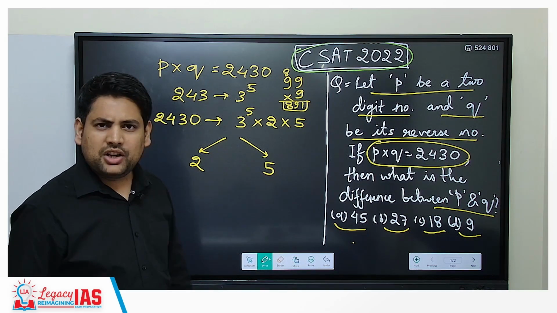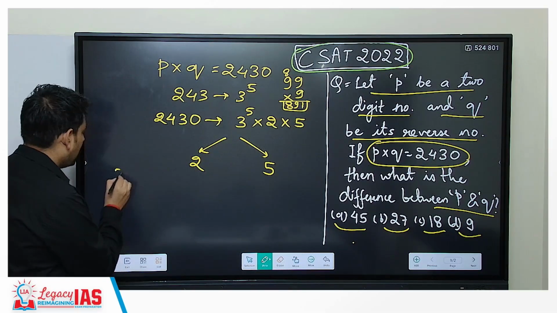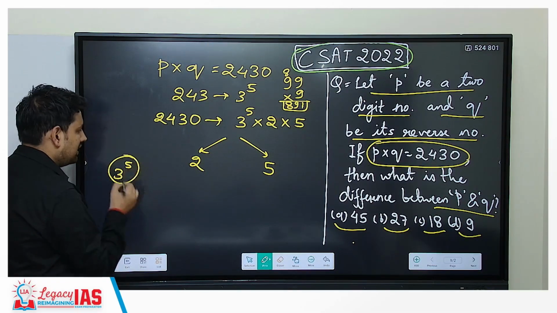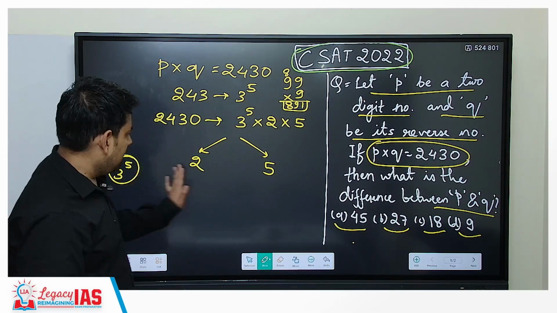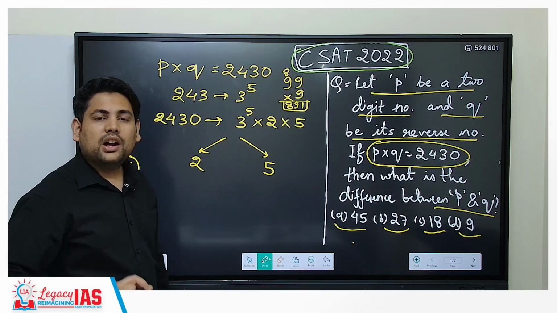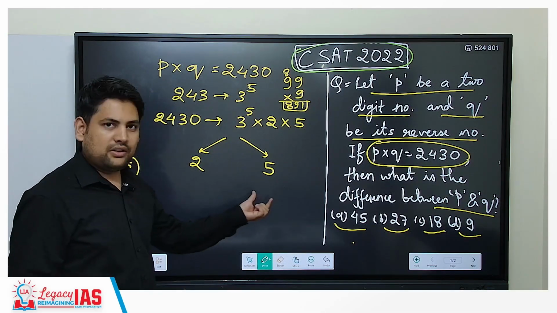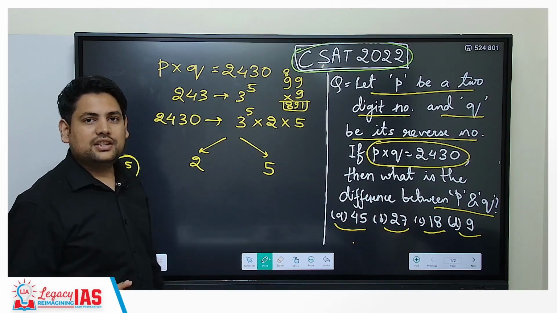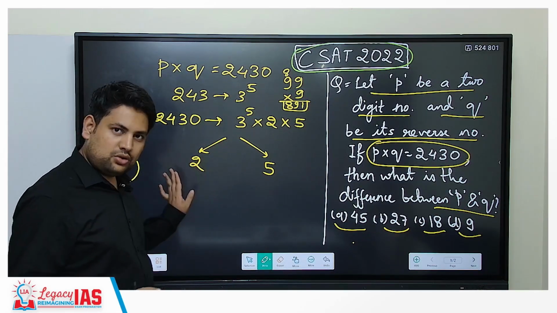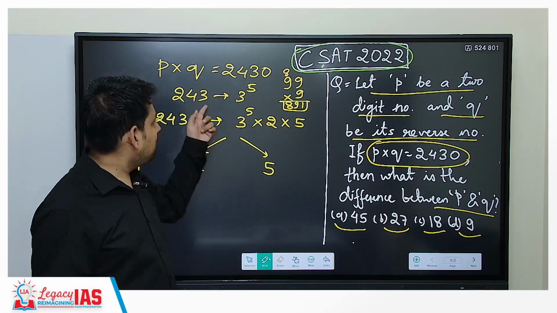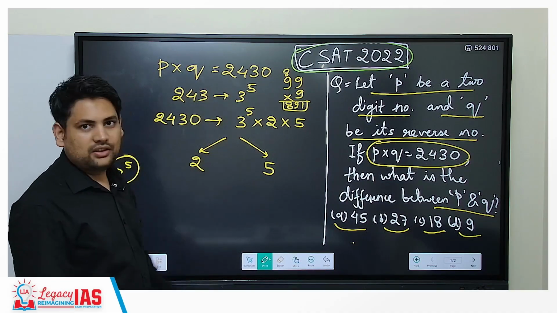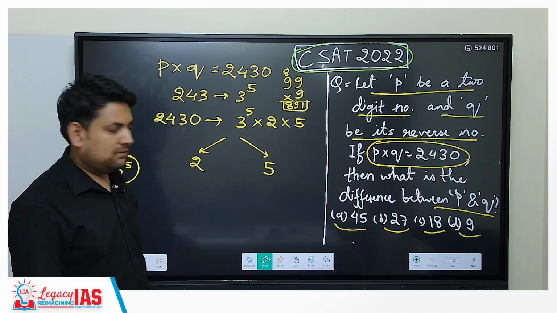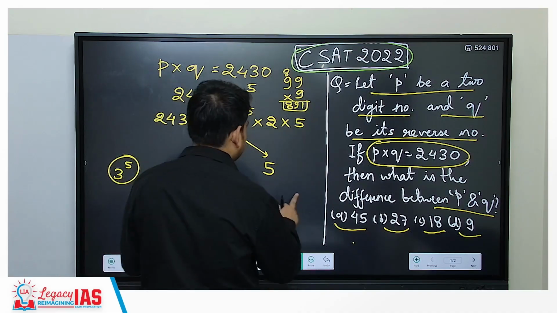Now, what will we do next? This 3 power 5 we have, this will get distributed here and here. Now what power of 3 will go here, what power of 3 will go here, that we will see. Otherwise you have got this: 2 would be on one number and 5 would be on the other number. Now see.